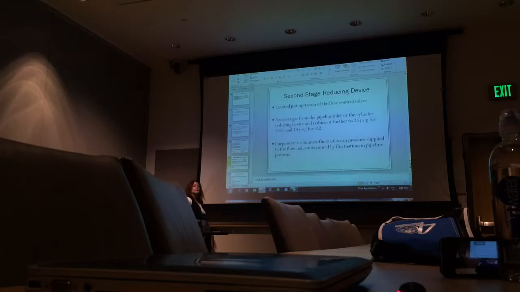This is what I was talking about, the second stage. This is the actual low pressure system in the anesthesia machine. There's high pressure, intermediate. Intermediate is the pipeline pressure that's coming into it. And then the second stage reducing device will take it from anywhere from 26 to 14 PSI. And the reason it does that is that you have 45 to 55 going in the machine. This allows for a steady state delivery with variances in pressure into the machine.